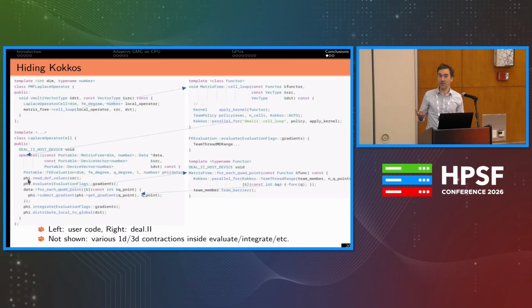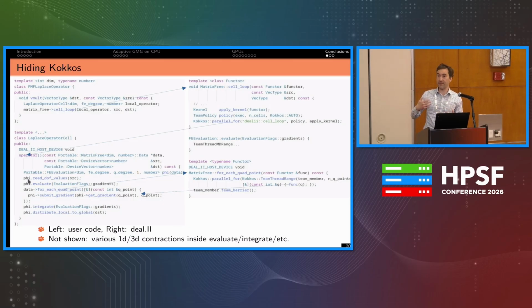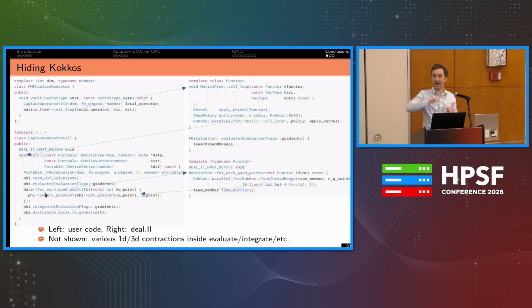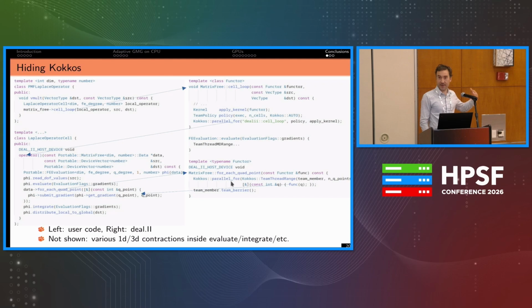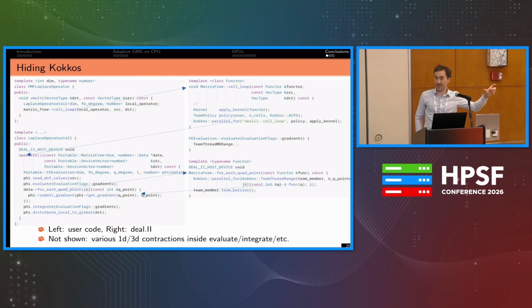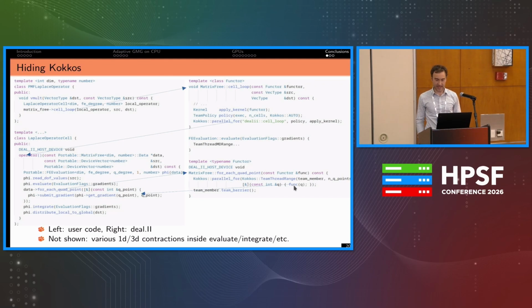There's a bunch of stuff that happens. What do you need to do for a finite element method to do a matrix-free evaluation? You basically have to read the values from the global vector. You have to evaluate, for example, gradients to compute a Laplace, right? And then you have to actually define what happens in each quadrature point. For that, we basically have a thing that's called for each quad point, which calls back into deal.II. And inside the deal.II library, there's now a team thread range of this inner parallelism within a cell, right? That already has a functor again, and that functor calls back here, in this case, into this lambda.